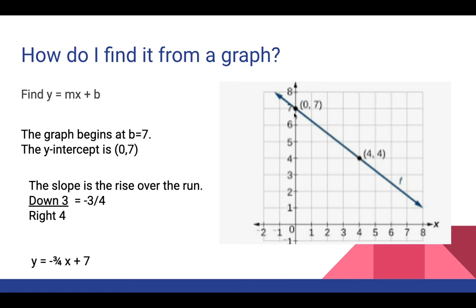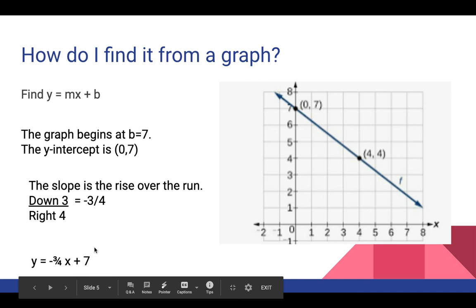it's going down 3, 1, 2, 3, and right 4, 1, 2, 3, 4. So my slope is -3/4. Therefore, my function is y = -3/4x + 7.